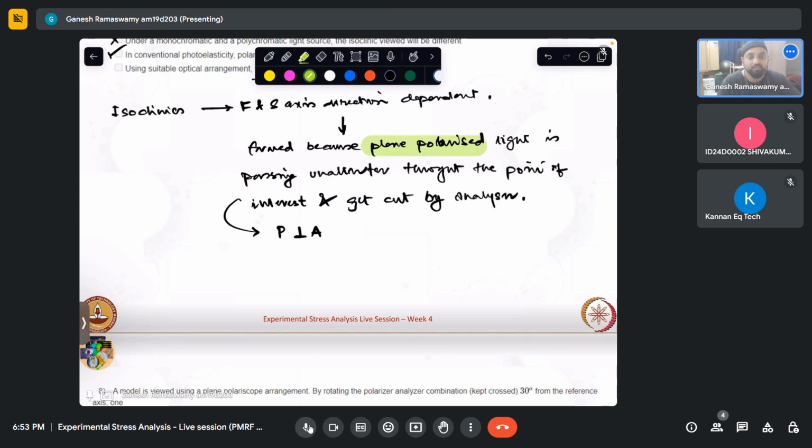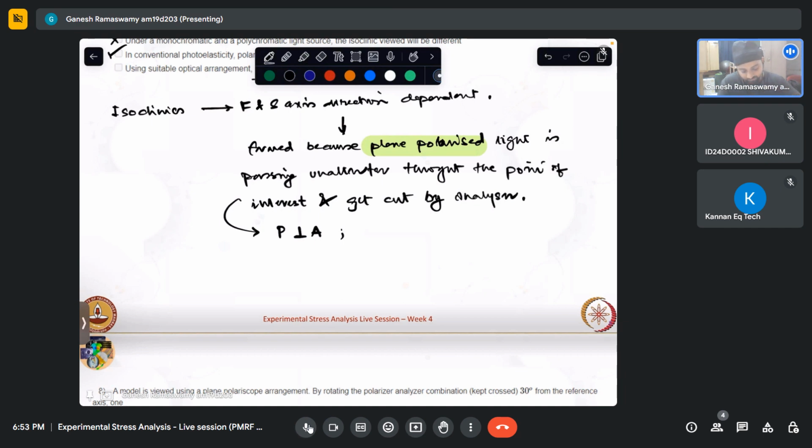So that is the essence behind the circular polariscope, which we will see next week. In a circular polariscope, we will be able to observe just isochromatic fringes, which are wavelength dependent. So isoclinic fringes can be eliminated totally by bringing in modifications to the polariscope.